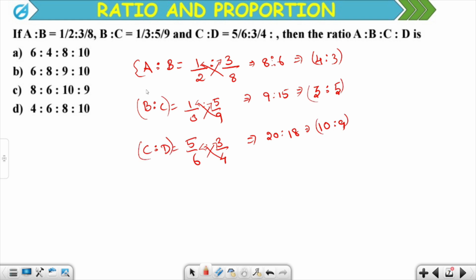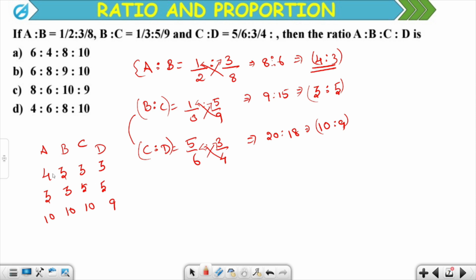Now what we have to do? You have to check for the common variable. So in this, B is common for A and C. In the last two, C is common for B and D. So what is the ratio of A and B? It is nothing but 4 is to 3. Next, 3 is to 5. Next, 10 is to 9. Okay, so here 3, here 3. Next, here I have to write 5. Here 10, and here it is 3.